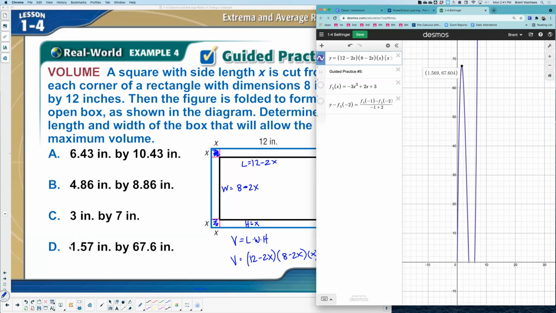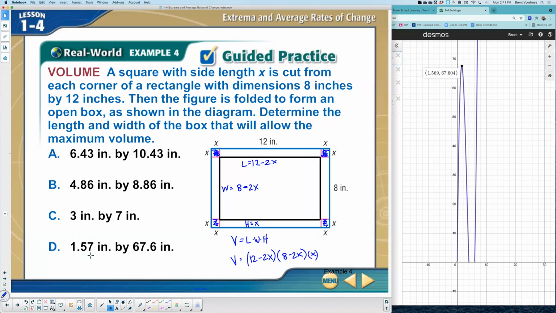Now, what's tricky is that looks like it's one of the answers. But I want you to read the problem and identify why that is not the correct answer for the problem, though that's the point that the calculator shows. It is the point, but it's not the correct answer. Why? Because it says determine the length and width of the box that will allow the maximum volume.